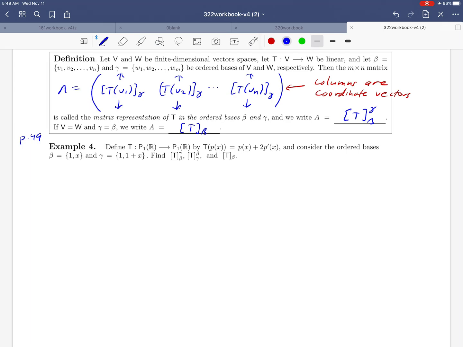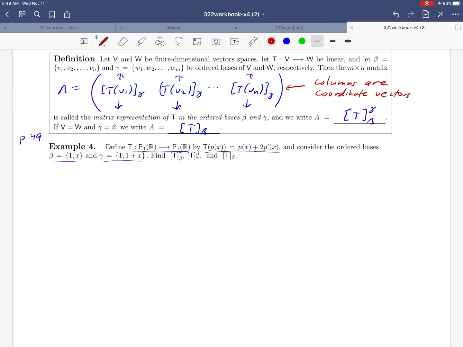So they're giving us a function T from P1 of R to P1 of R, and it's defined like this. T of p of x equals p of x plus 2p prime of x, where p prime of x is the derivative. And consider the following ordered bases, beta and gamma. And then what they'd actually like us to calculate are three matrices. Okay, and we'll do these one at a time.